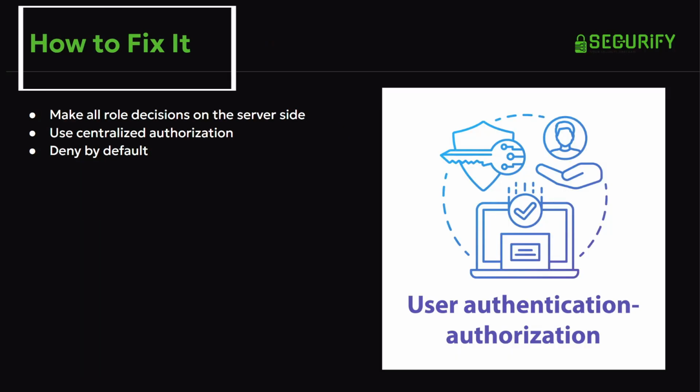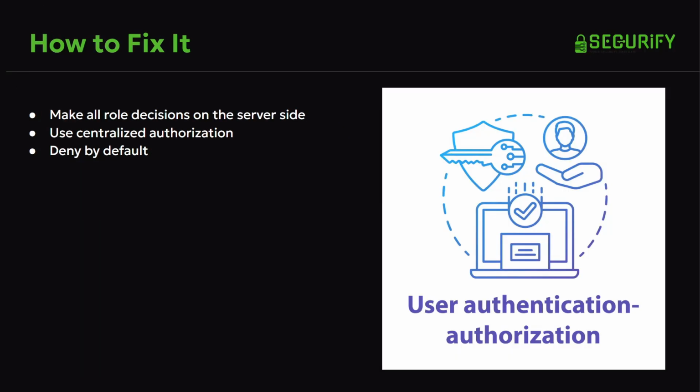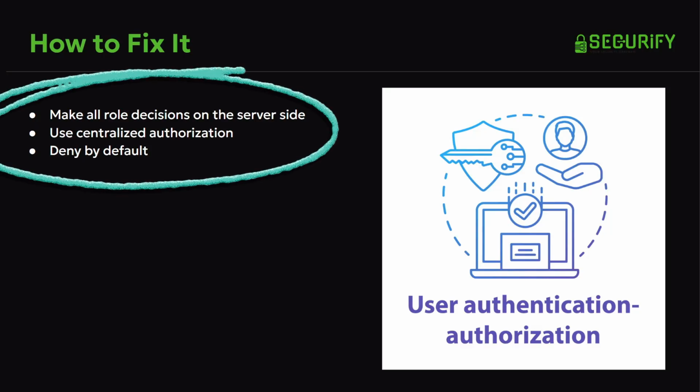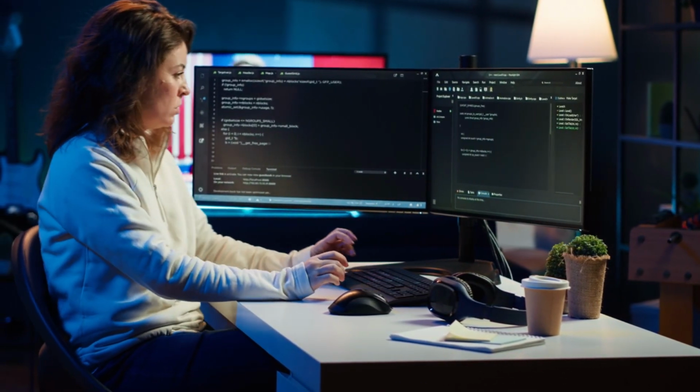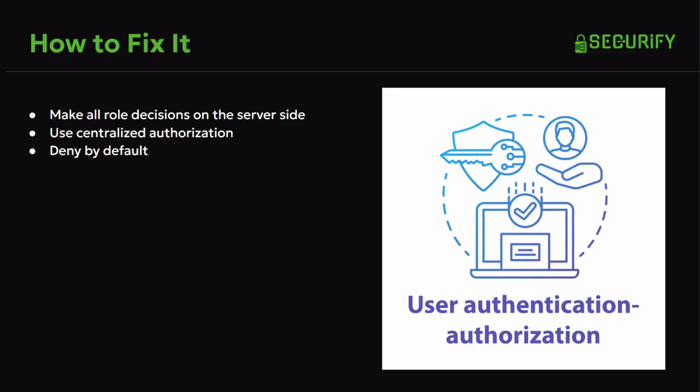So how to fix it? Thankfully, the fix is not complicated, but it needs to be done properly. There are three golden rules every developer should follow when it comes to access control. First, make all role decisions on the server side. Never trust cookies or hidden fields to decide if someone is an admin. Use the server's session or database.